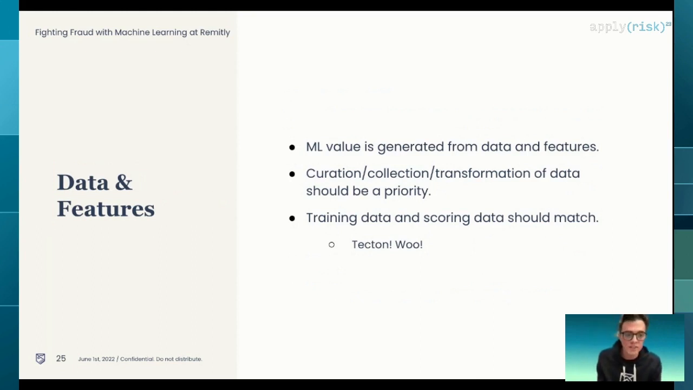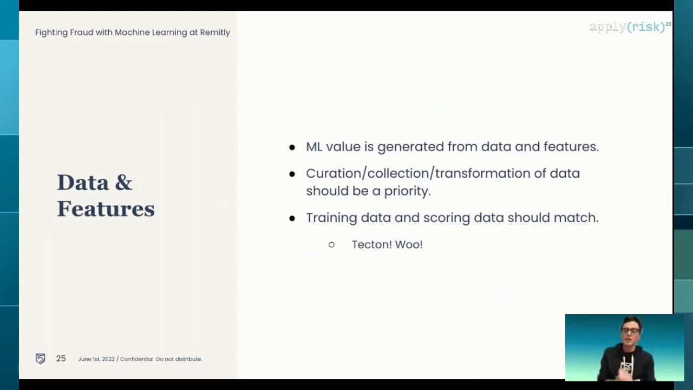Complex models are hard to understand and maintain, and the incremental lift generated by them isn't likely going to outpace better data and features. The curation, collection, and transformation of data should have dedicated team resources because this is where the value is generated and stored for our models.